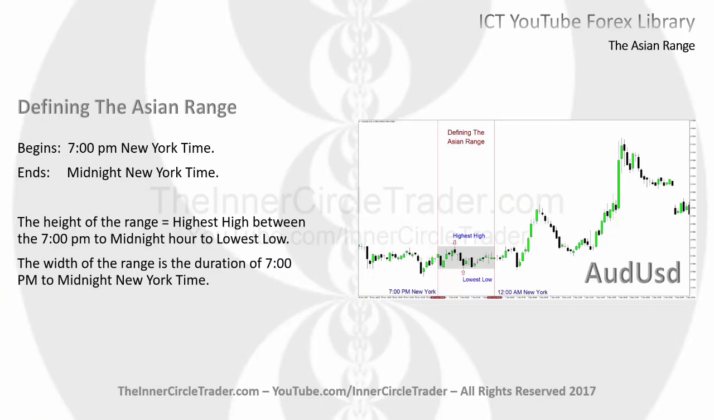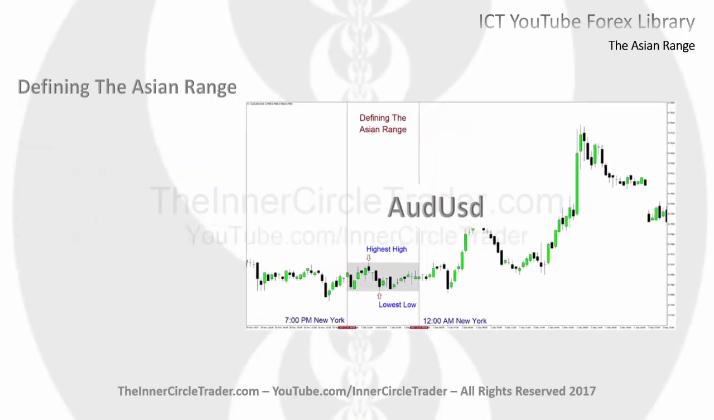So the height of the range is the highest high between 7 p.m. to midnight New York time to the lowest low between 7 p.m. and midnight New York time. The width of the range is obviously the duration of 7 p.m. to midnight New York time. So let's take a look at this chart here, and we'll get a little bit closer and zoom in on it.